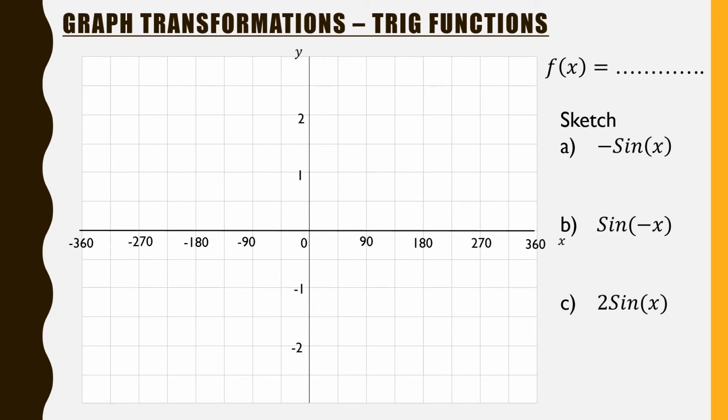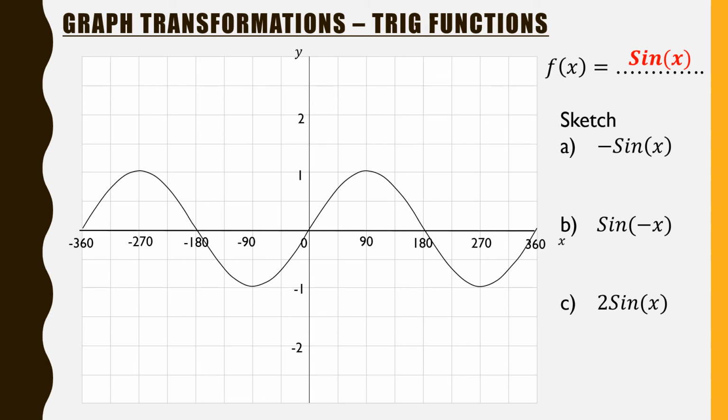So now, to get those even harder questions correct on your GCSE exam, you need to be able to apply the stretches, the reflections, and translations, but to trig functions. So, first of all, f of x can be, obviously on here, sine x, because you can see on the question, you've got minus sine x, sine minus x, and 2 sine x. So obviously I need to draw the base one first, okay?